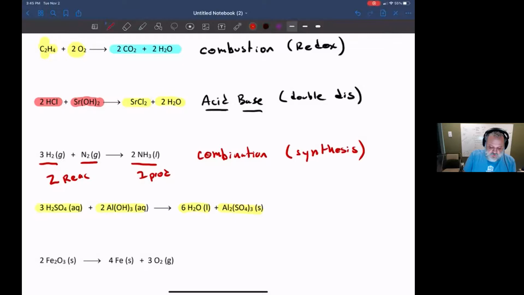And look here, we have H2SO4, that's sulfuric acid, and we have aluminum hydroxide. Anything with hydroxide in it is a base. So again, we've got an acid base reaction here.